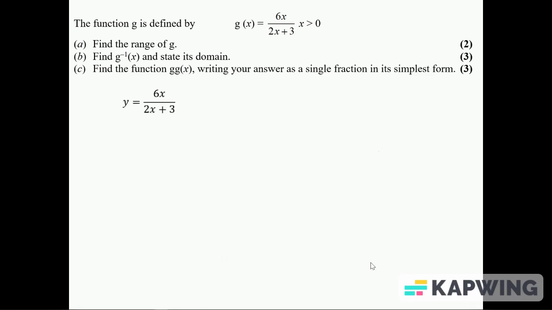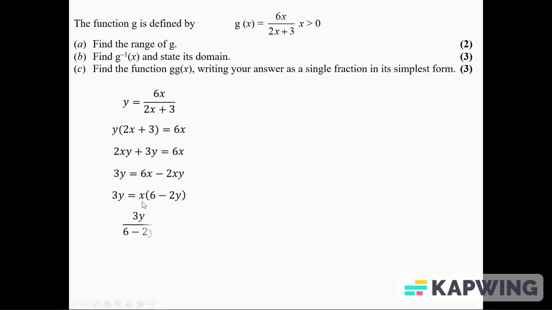G to the minus 1, standard procedure, write y equals g of x, and then we isolate the x's. So we multiply by this bottom line, multiply this bracket out, get the x terms on one side. So I'll take 2xy over here, take the x out as a factor, and divide. So the x then is 3y over 6 minus 2y. And remember to write it as g to the minus 1 of x is 3x over 6 minus 2x.